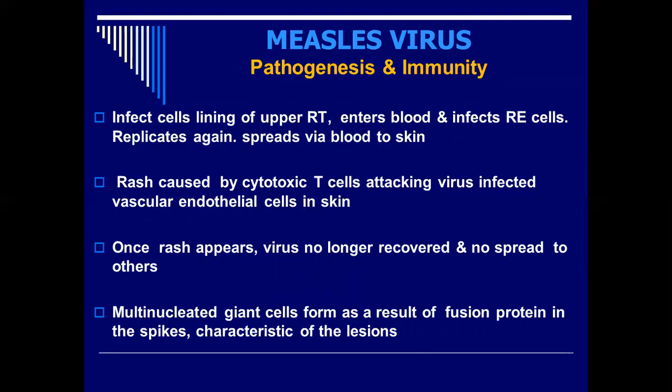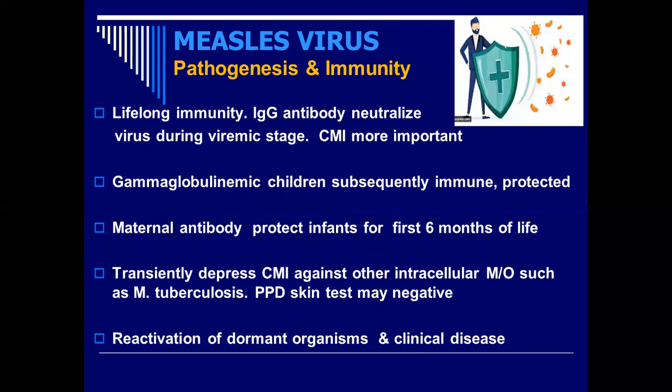The multinucleated giant cells are formed as a result of the action of the fusion proteins, which are present in the spike. And this is the characteristic of the lesions. The lesions caused by measles virus, because of the presence of the fusion proteins on the spike in the envelope, make big cells, what we call the multinucleated giant cells. This is the characteristic of the lesions which are caused by the measles virus.